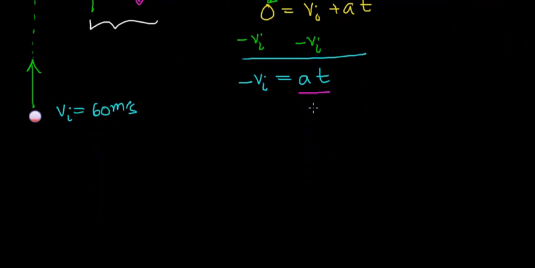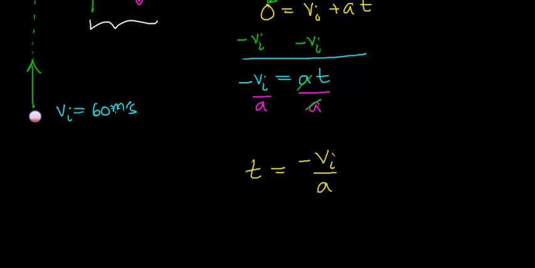Now the last step is to divide both sides by the acceleration. In this case, it's the acceleration due to gravity. And this term should cancel out with this term. And we'll get an expression that says that the time that this object is in the air for, that is from when it goes from the point where it's launched to its maximum height, is going to be negative v initial divided by the object's acceleration.